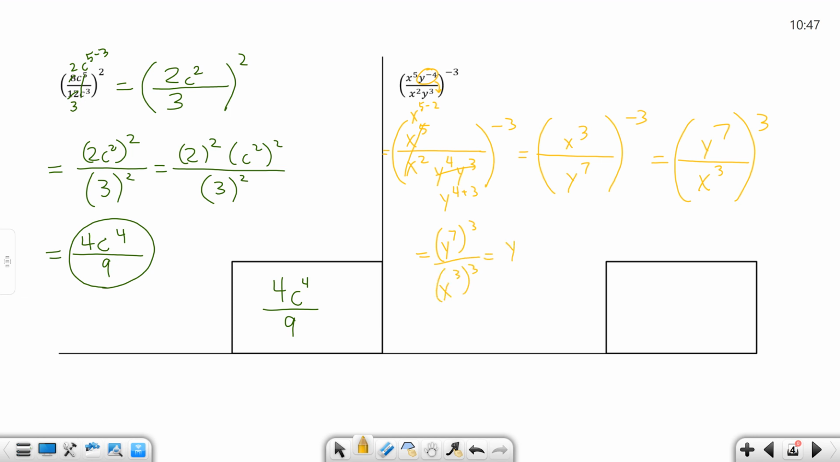And again, I'm showing some extra steps here. Y to the 7 times 3, x to the 3 times 3, because that's what one base with 2 exponents is, multiply the powers. So that's going to be what? Y to the 21 over x to the 9. Let me fix that 9. So y to the 21 over x to the 9th power.